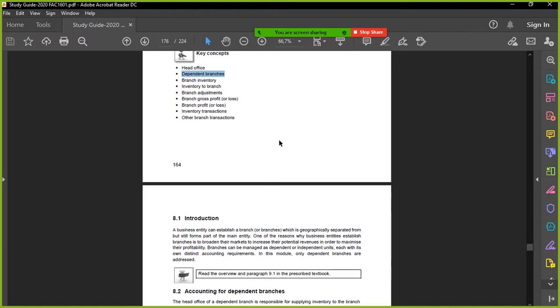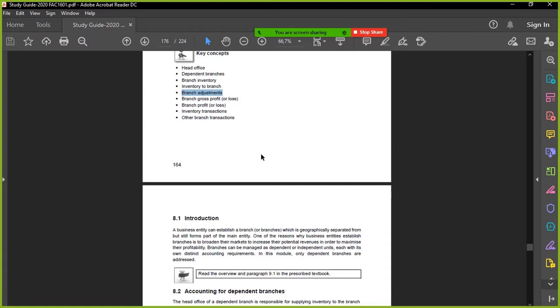Branch inventory, I think you know what that is. Inventory at the branch, that's pretty self-explanatory. Inventory to branch, explain that one. We saw it earlier. So it's inventory that's at the head office or owned by head office, that's going to be given to the branch. The branch. Yes. Okay, good. A branch adjustment, when do we provide for adjustments?